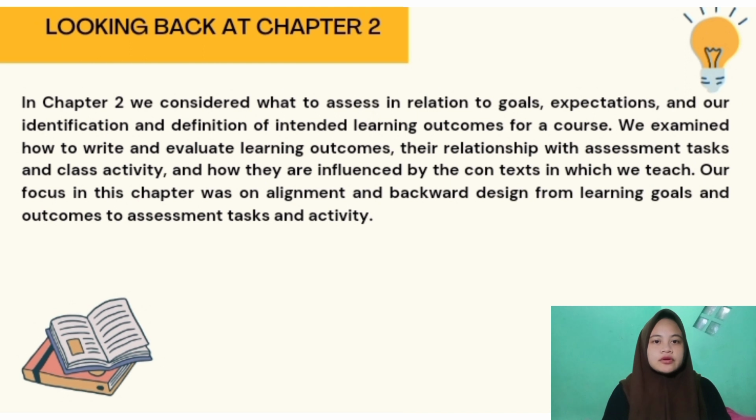In Chapter 2, we considered what to assess in relation to goals, expectations, and our identification and definition of intended learning outcomes for a course. We examined how to write and evaluate learning outcomes, their relationship with assessment tasks and class activity, and how they are influenced by the context in which we teach. Our focus in this chapter was on alignment and backward design from learning goals and outcomes to assessment tasks and activity.